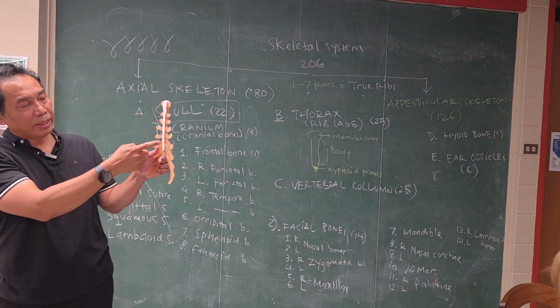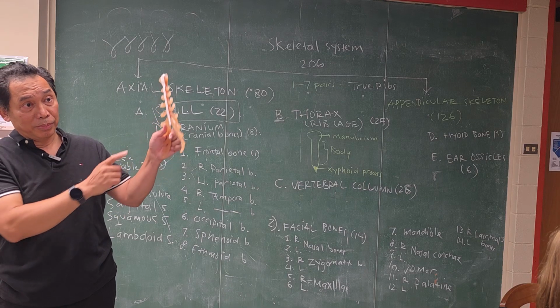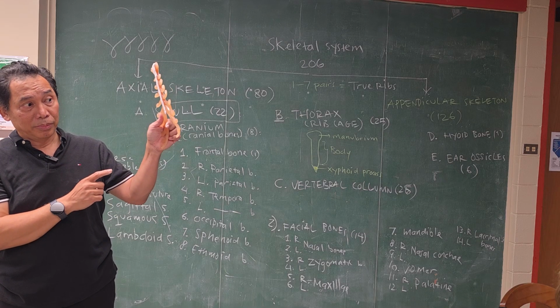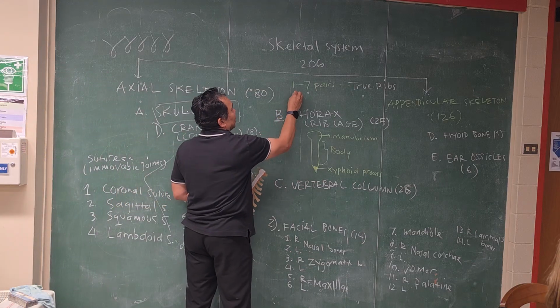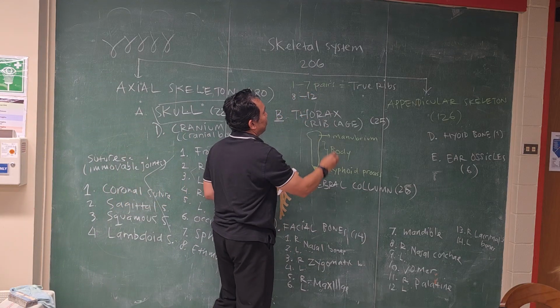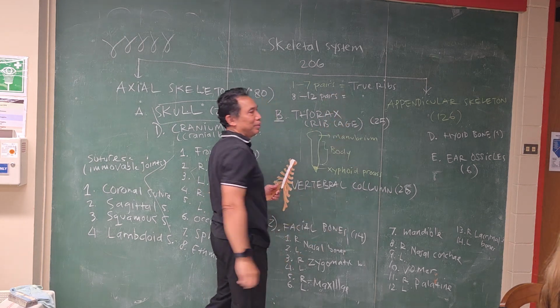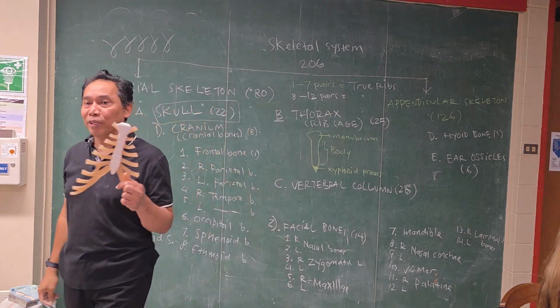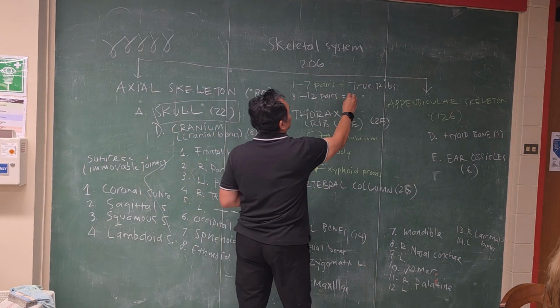Yeah, because it's attached directly to the manubrium. Yeah, it's a true rib. Okay, pairs number 8 to 12. If you have true ribs, what are you going to have? False ribs. Okay, false ribs.